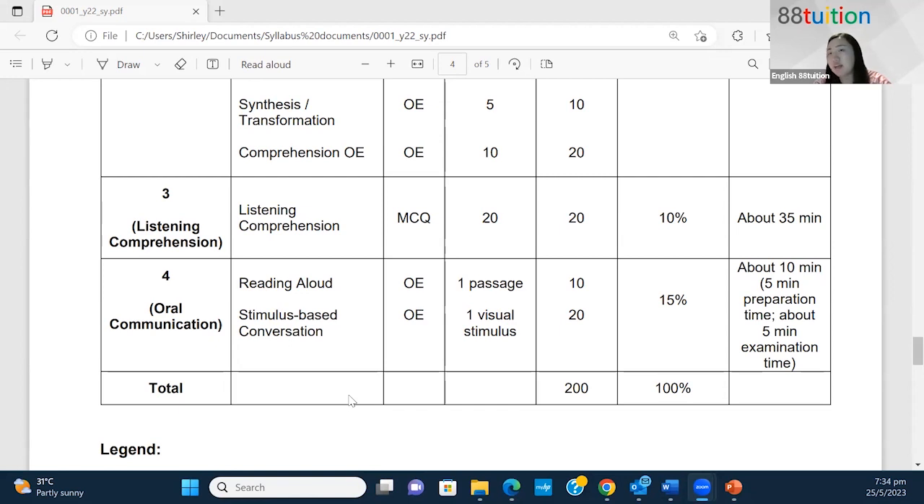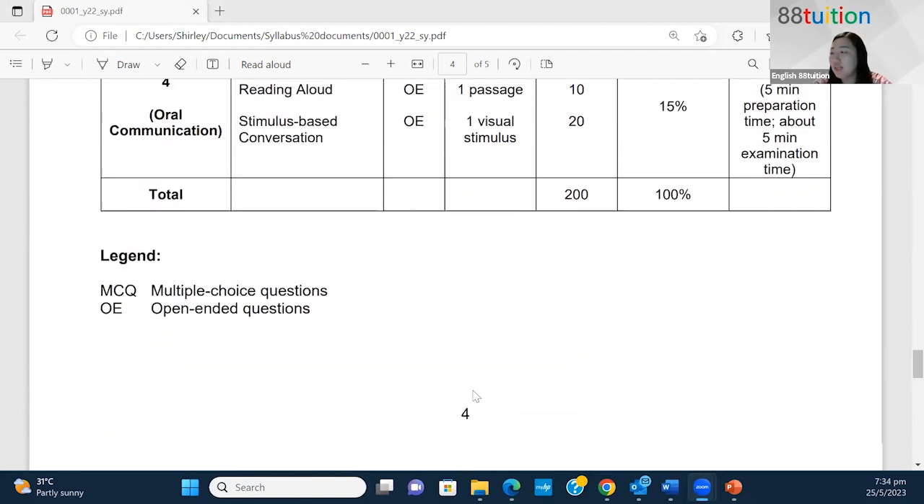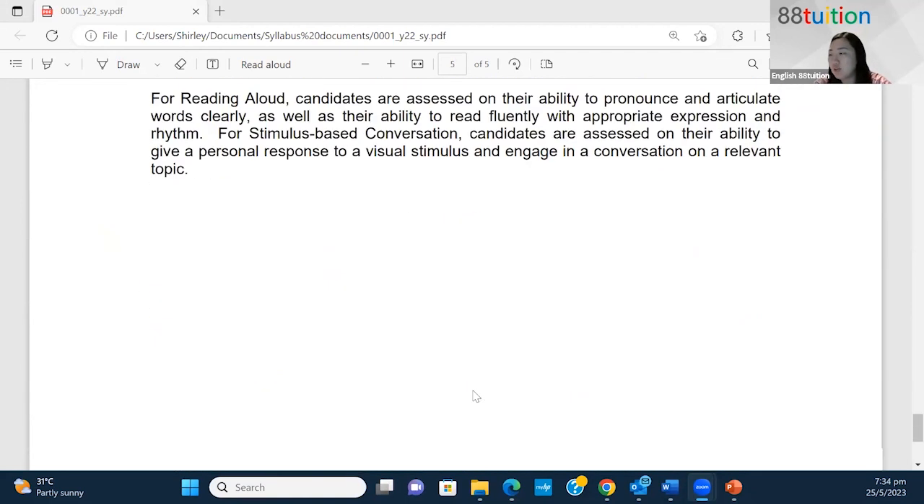In that 5 minutes after reading aloud, if you take 1 minute, you're probably left with 3 minutes plus to have a conversation. So make use of that 3 minutes to impress your examiner. Okay, so comes under reading aloud.